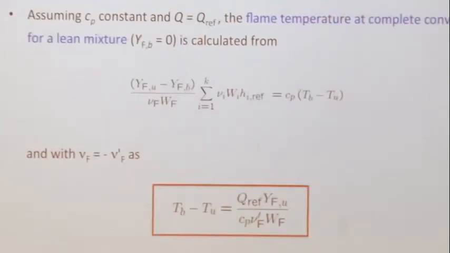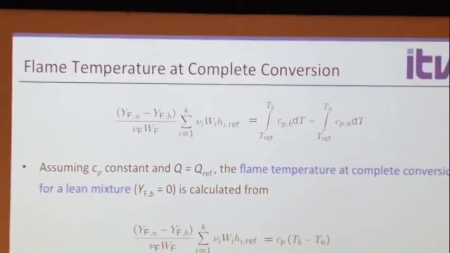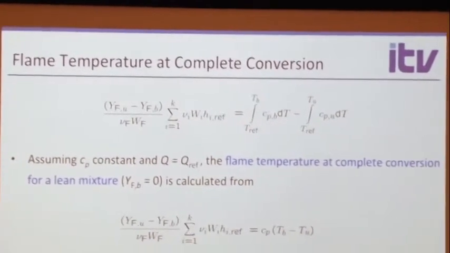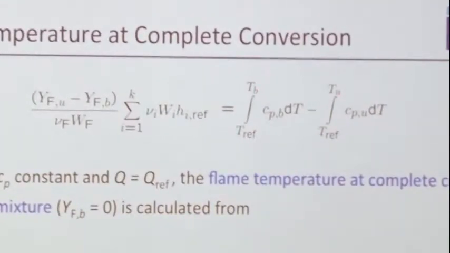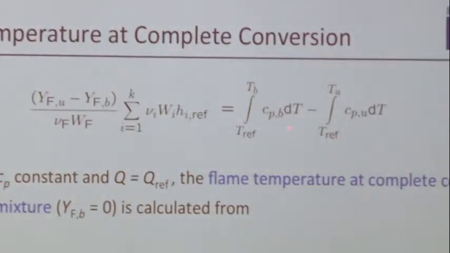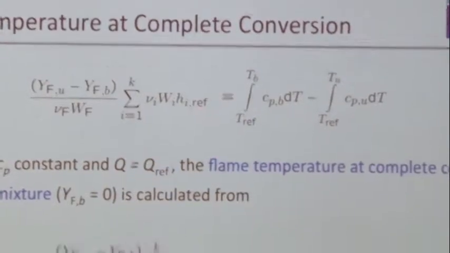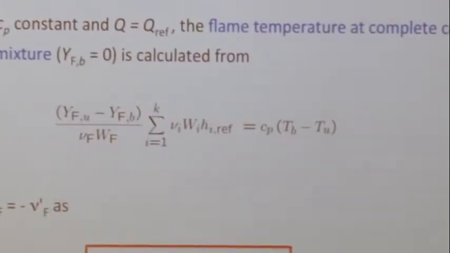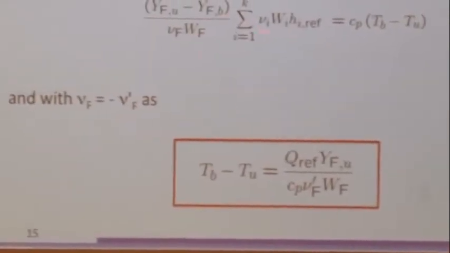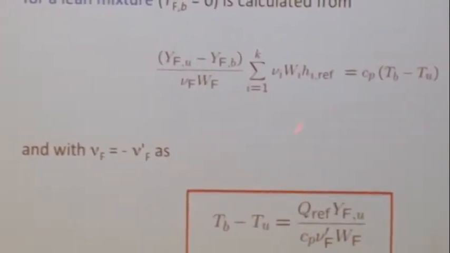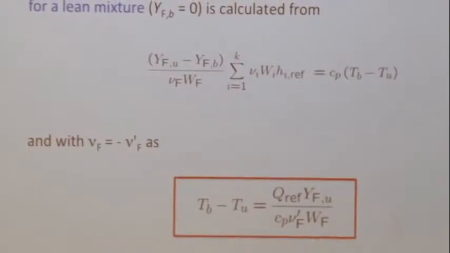And if I make these assumptions, you see if I assume the Cps to be constant and equal here, then this is the integral from Tref to Tb minus Tref to Tu. So the Tref goes away. This is just the integral from Tu to Tb. And I can just integrate this if I assume Cp is constant. So the right-hand side is just Cp times Tb minus Tu. The left-hand side we evaluated earlier. We say this here is just Q, the heat of combustion. And you can just solve this for Tb minus Tu, and that gives you this.